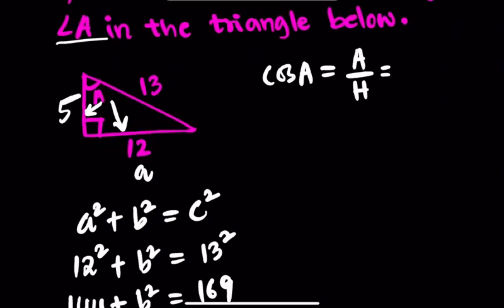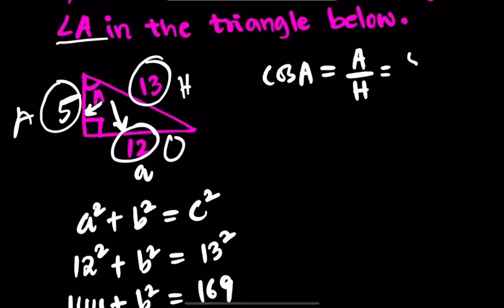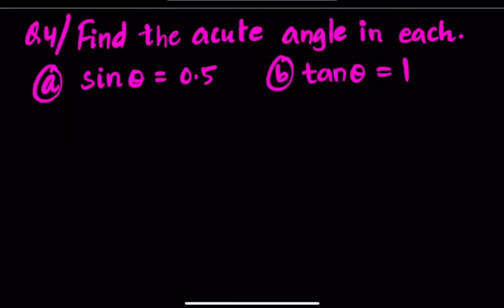Substitute in the formula: the adjacent is 5, and the hypotenuse is 13. And 5 over 13 is approximately equal to 0.38.